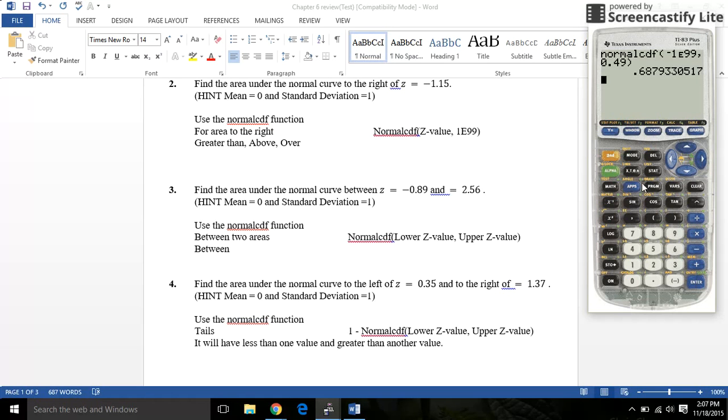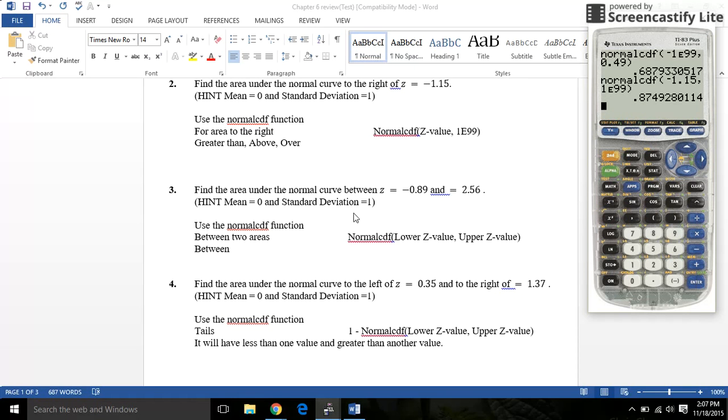So let's go ahead and put this in. I'm going to do second, bars, 2, and then my z value, which is -1.15, comma, 1 second, comma, 99, close the parentheses. I hit enter, so my answer for this one is 0.8749.